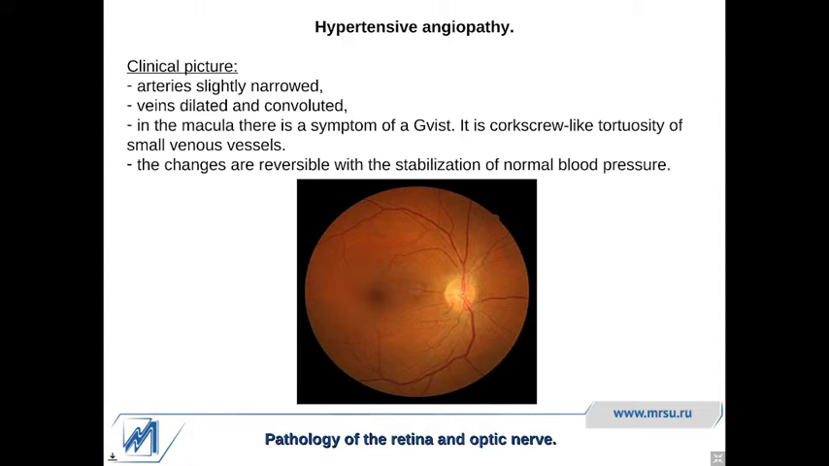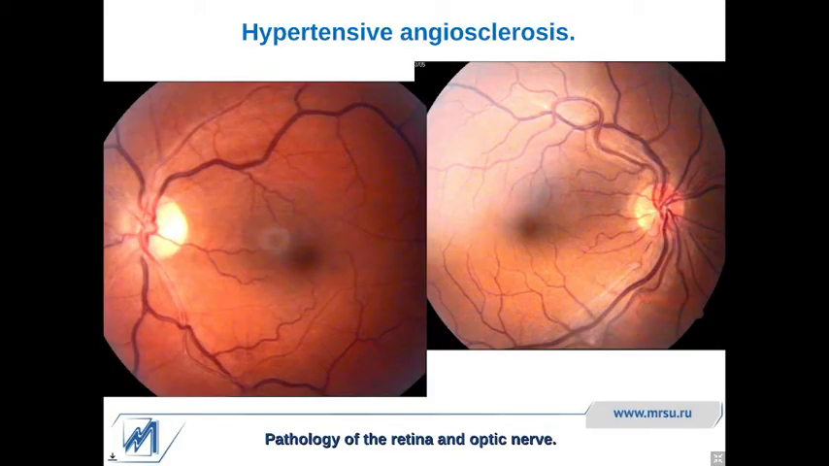The changes are reversible in this stage if the situation with blood pressure is stabilized. If it is not stabilized and becomes progressive, the changes go to the next stage. But firstly, we look at the changes of hypertensive angiopathy. You see here very wide veins. They are very wide, and also you see the arteries which are slightly narrowed. And there are no other signs.